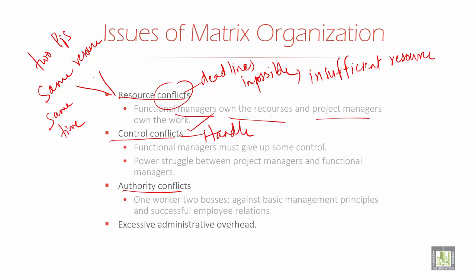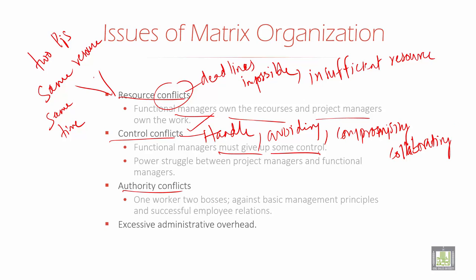How you handle them is very important: avoiding, compromising, negotiating, collaborating, accommodating, all this. So functional managers must give some control. There is a power struggle between project managers and functional managers. There should not be a struggle over who should do it, so there should be an equal balance between them.